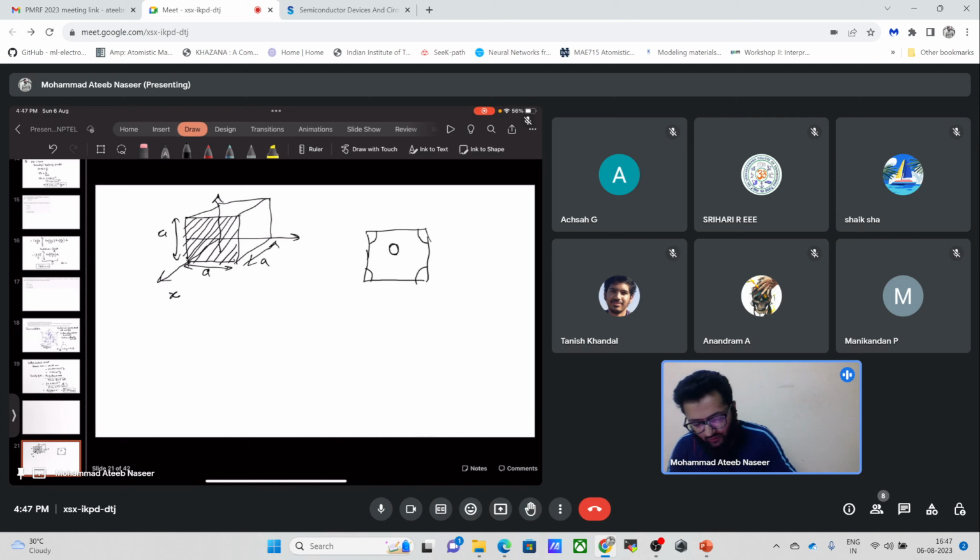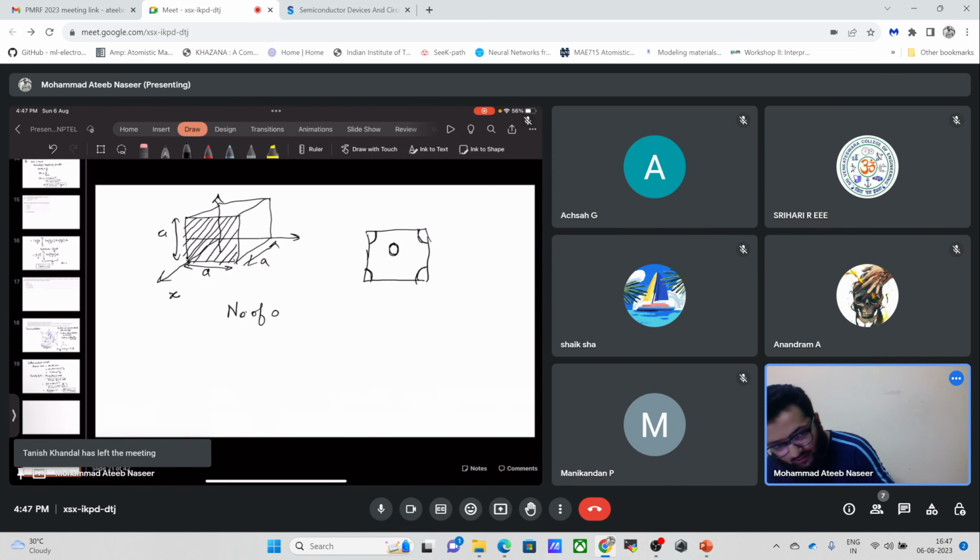Okay, so these atoms will be shared. This will be a quarter, this a quarter, this a quarter, and this a quarter, making it 1. And this atom lying on this face is itself equal to 1. So the number of atoms on this plane is simply equal to 2.